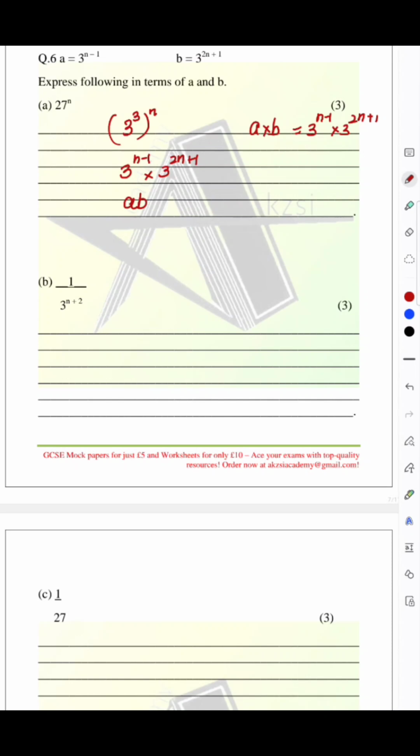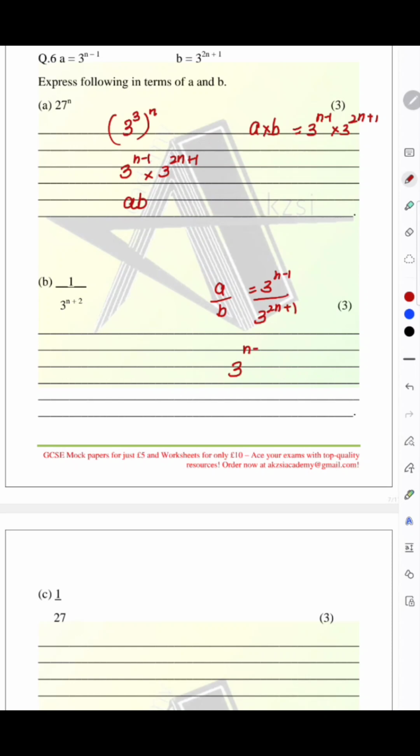Moving on to the next one, 1 over 3 to the power of n plus 2, which is already in base number 3, so we don't have to simplify it further. But we have to look for some combinations. a times b is already taken. Let's say a by b. So 3 to the power of n minus 1 over 3 to the power of 2n plus 1. Because they have the same base number and you are dividing, we just have to subtract the powers.